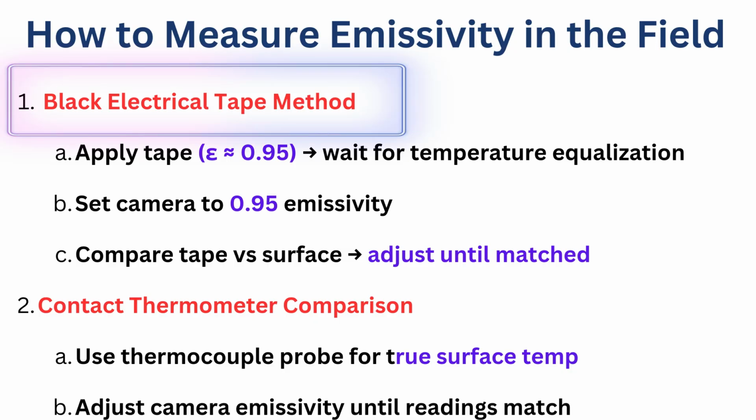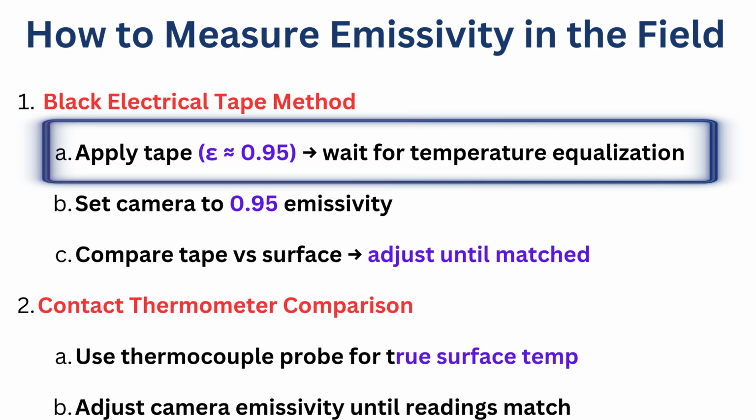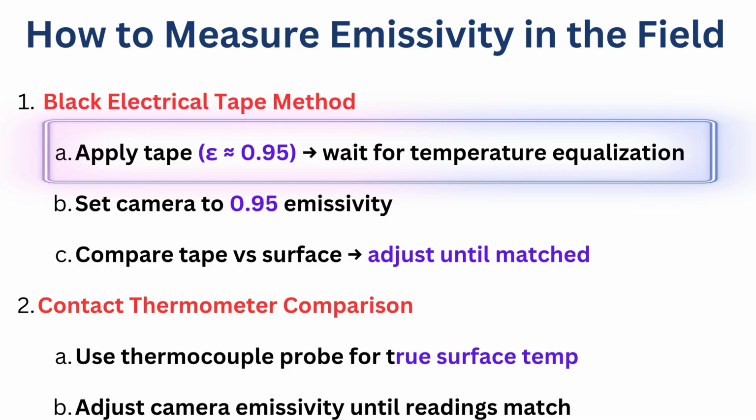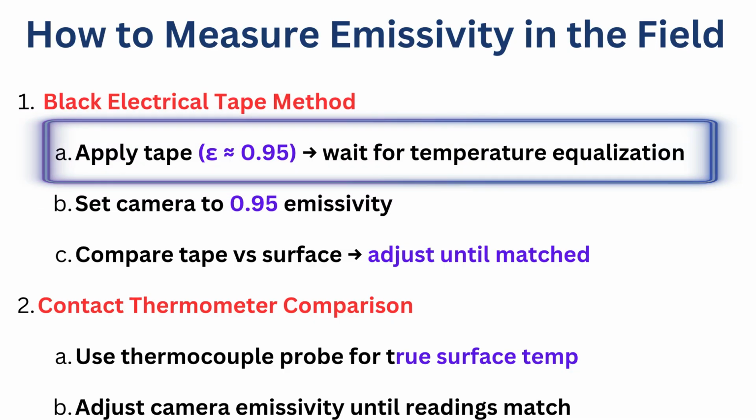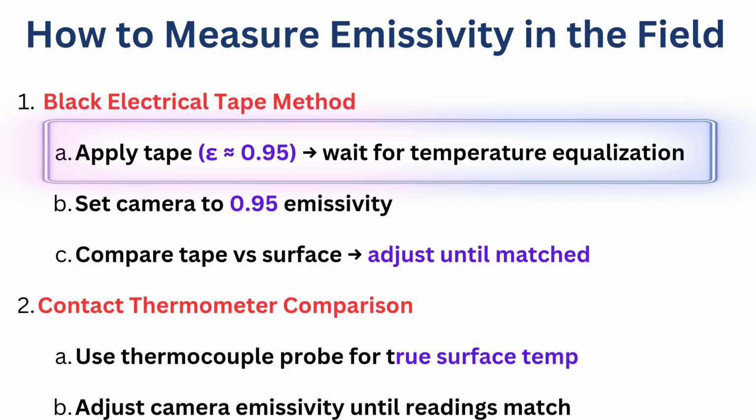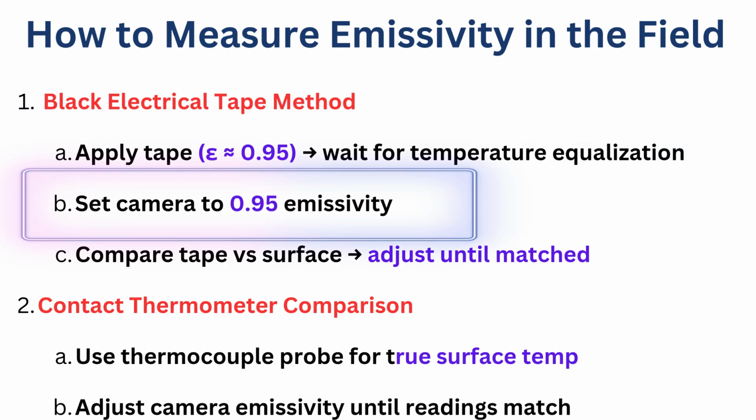In this, we take a black tape and put it on the surface of which we are going to take the IR image. Since we know the black tape emissivity is somewhere around 0.95 or 0.96, we put this tape on that object and wait a few minutes, maybe 1, 2 or 3 minutes, so that the tape attains the same temperature as the material. Until then, I set the emissivity in my camera to 0.95, which is the emissivity of that black tape.